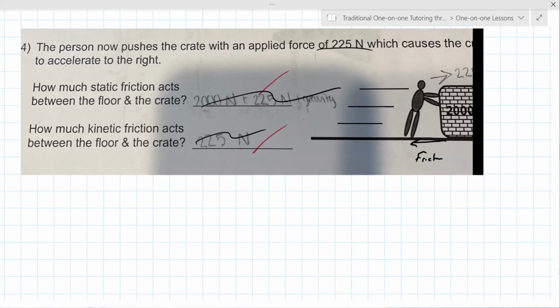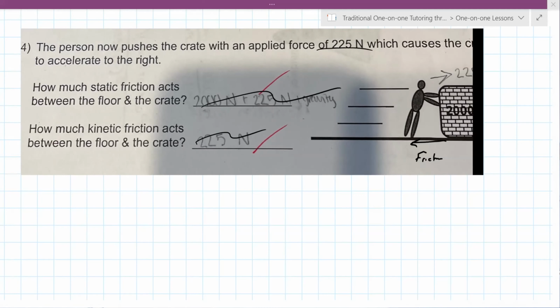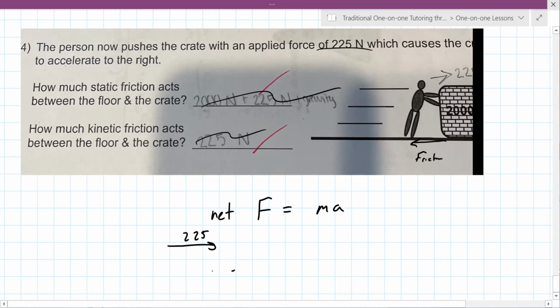I don't know, maybe there's more information here. Maybe I can't tell, but that's my thought on this. So if it's accelerating, that means F equals ma. That means that the net force, which is 225 minus whatever friction is, has to be greater than 0, which is what's causing it to move.